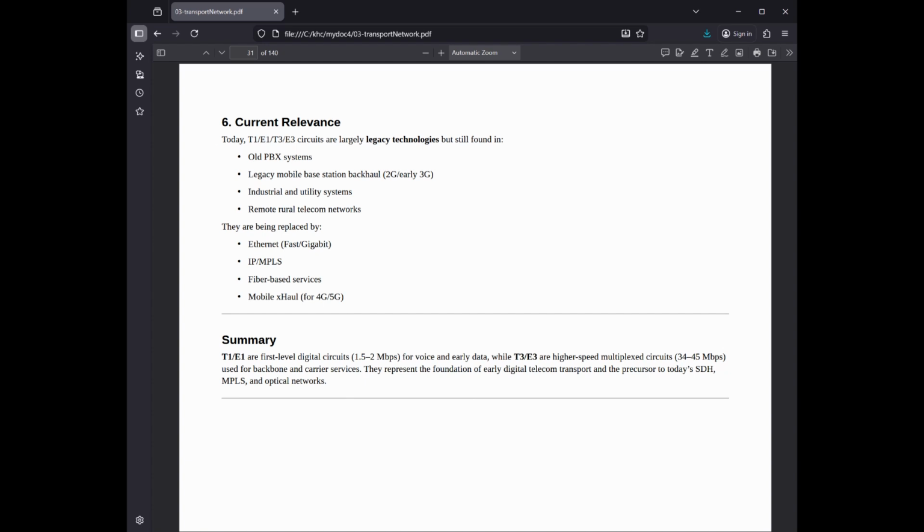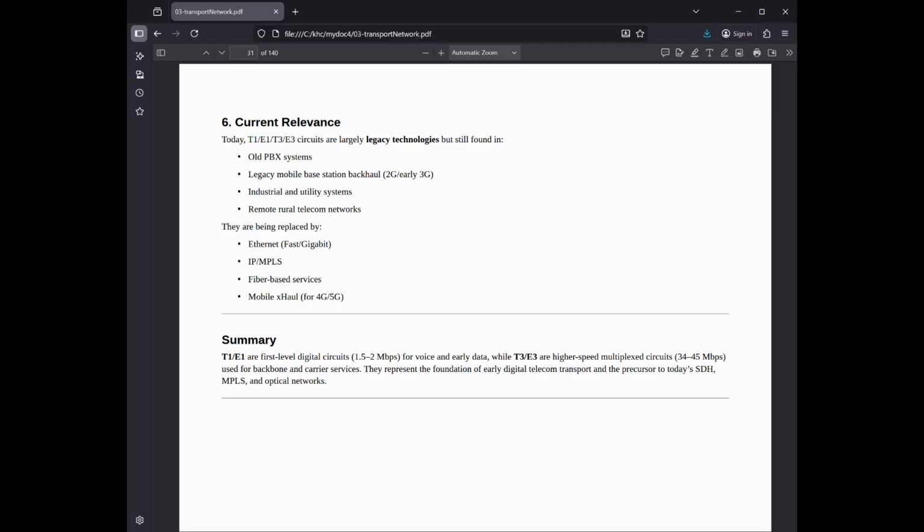Why this matters today: even in 2026, when a bank or a government agency asks for a clear channel T1 for security, the telecom provider usually doesn't run an old copper wire. Instead, they provision a VC11 container inside their modern fiber network and deliver it to the customer's legacy equipment.